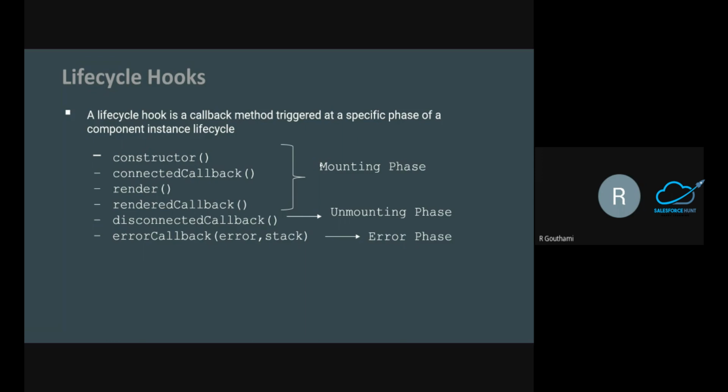They are the mounting phase, the unmounting phase, and the error phase. As a broader note, with the mounting phase we get constructor, connectedCallback, render, and renderedCallback as the hooks involved. With the unmounting phase, we get a hook called disconnectedCallback. And with respect to the error phase, we have errorCallback, which has two parameters, error and stack.